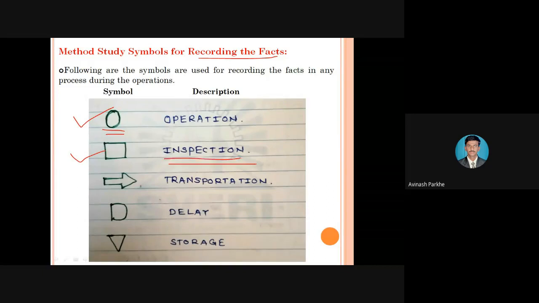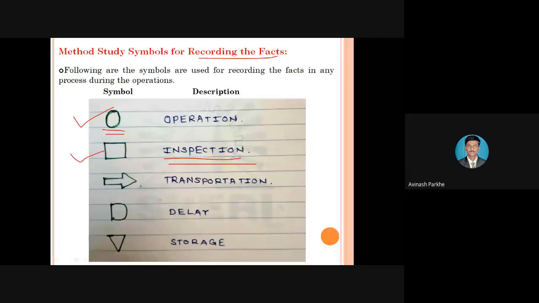Sometimes the inspection can be carried out after performing all the operations. But sometimes, for some products, if I perform one operation, immediately after that operation I have to go for the inspection. If I go for the second operation, after finishing the second operation, again I have to go for the inspection. Such types of operations we are doing on the lathe machine.